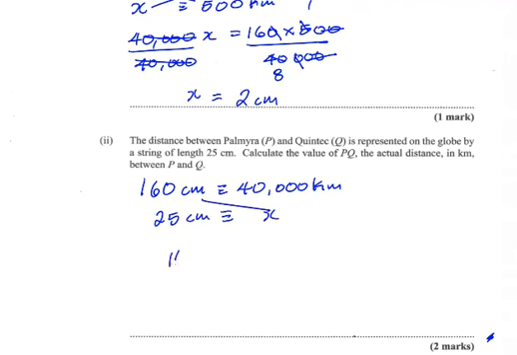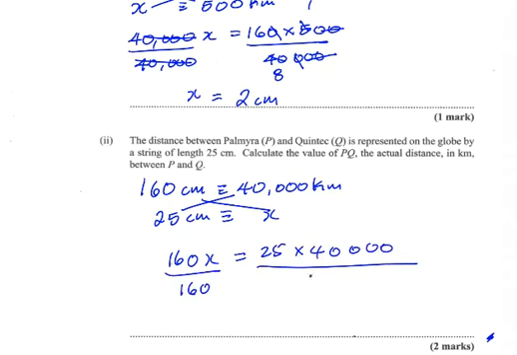So this should be 160x is equal to 25 times 40,000. Divide both sides by 160. And now we end up with x is equal to 6,250 kilometers. All right. So 25 centimeters on the globe is actually representing 6,250 kilometers.